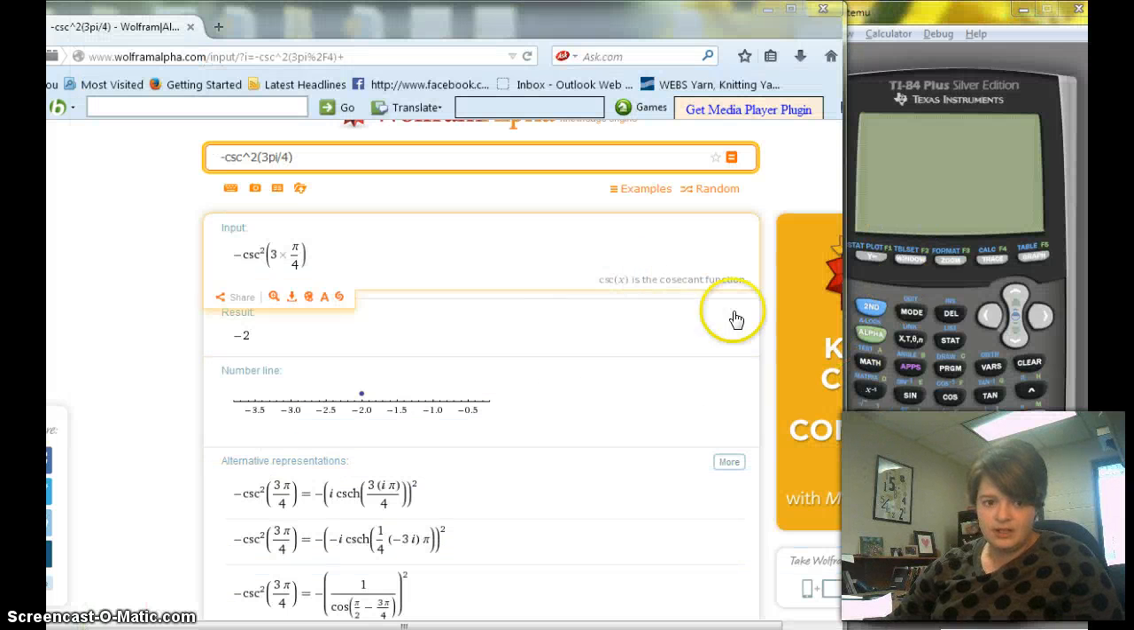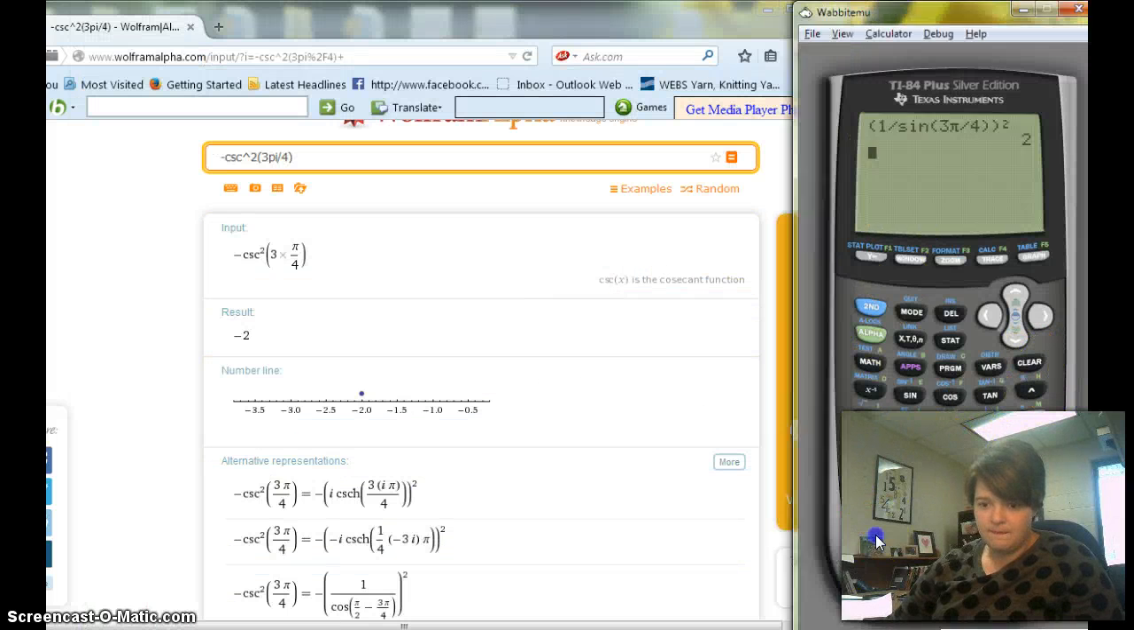So if you want to do it on your calculator, make sure that your calculator is in radians mode. Then since cosecant is 1 over sine, we would do 1 over sine of 3 pi over 4. You would square that and you would get 2. Now I didn't put the negative, so since it was negative cosecant squared of 3 pi over 4, this would just be negative 2.